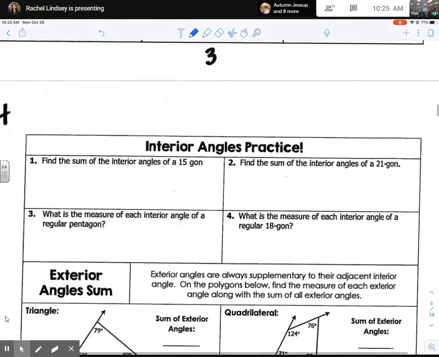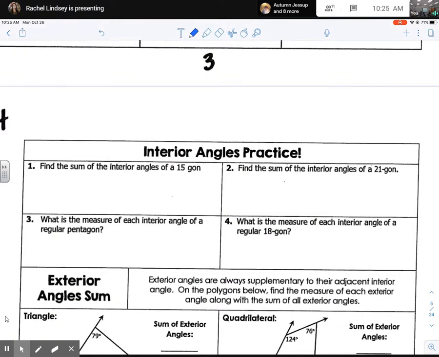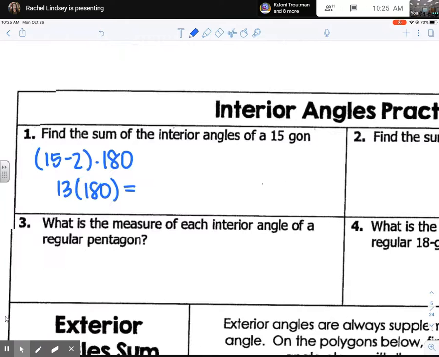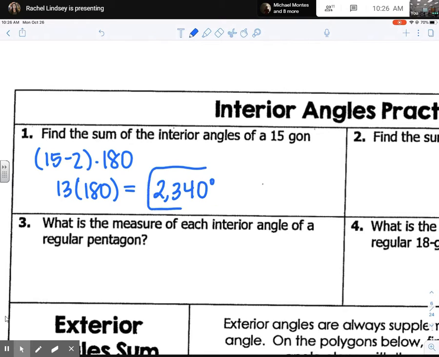Okay. Any questions on that page? Okay. So on page 4, number 1 wants you to find the sum of the interior angles of a 15-gon. So all we have to do is take our formula: n minus 2 times 180. So 15 minus 2 is 13, so 13 times 180 is what? 2,340 degrees.